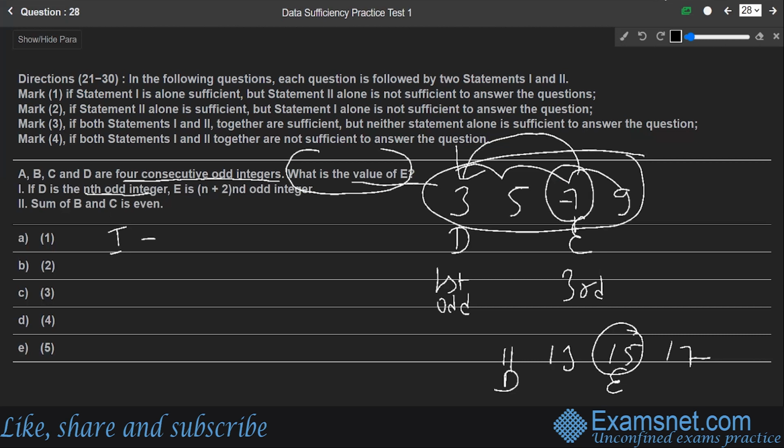So D's value should be mentioned, which is not given. So statement number 1 alone is not sufficient to answer the question. If we see statement number second alone, sum of B and C is even. So if we see just the second information, then A, B, C, D are there. They are consecutive four odd integers. So let's write them A, B, C, D. The sum of B plus C is even.